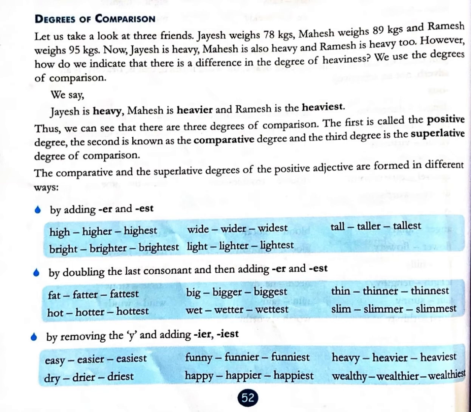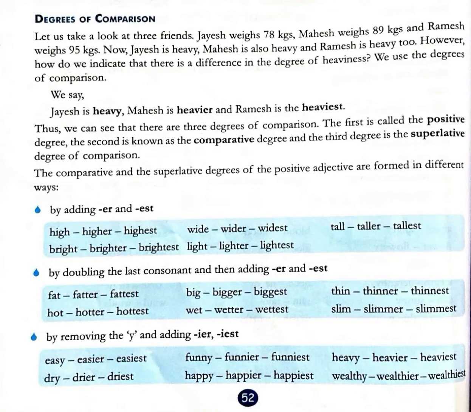For example, high, higher, highest, wide, wider, widest, like that. Next we have doubling the last consonant and then adding er and est. So fat, fatter, fattest, big, bigger and biggest, like that. By removing the y and adding ier and iest. For example, if we have the word easy, we will remove y and add ier or iest: easier, easiest. Next we have funny, funnier, funniest.